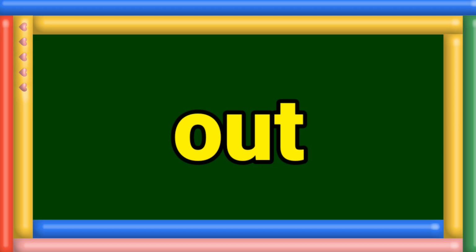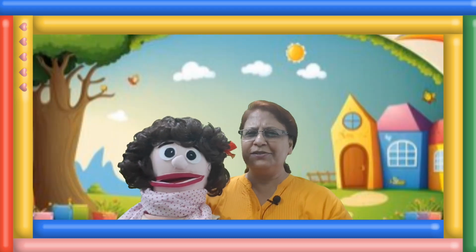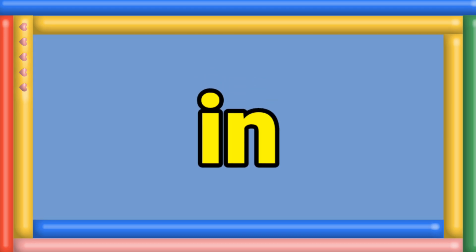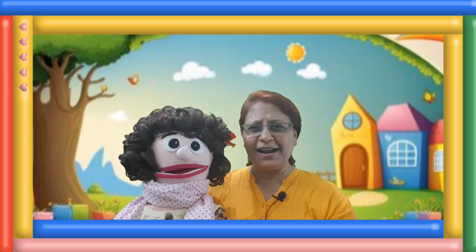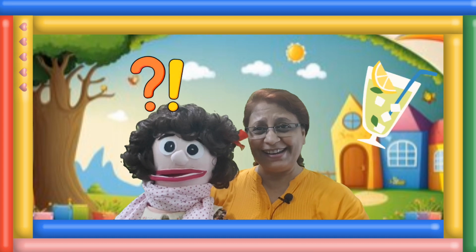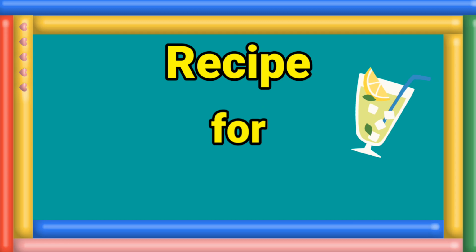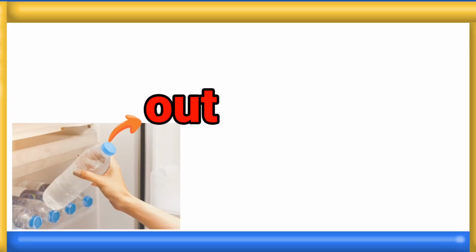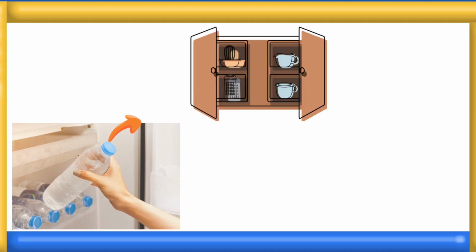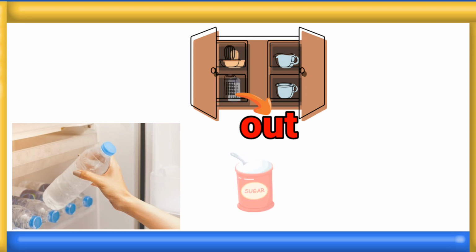To understand the concept of in, into and out, let us make a glass of lemonade. Lemonade? Yes. Here is the recipe for lemonade. Take out a bottle of cold water from the refrigerator. Take out a jar of sugar from the kitchen cabinet.